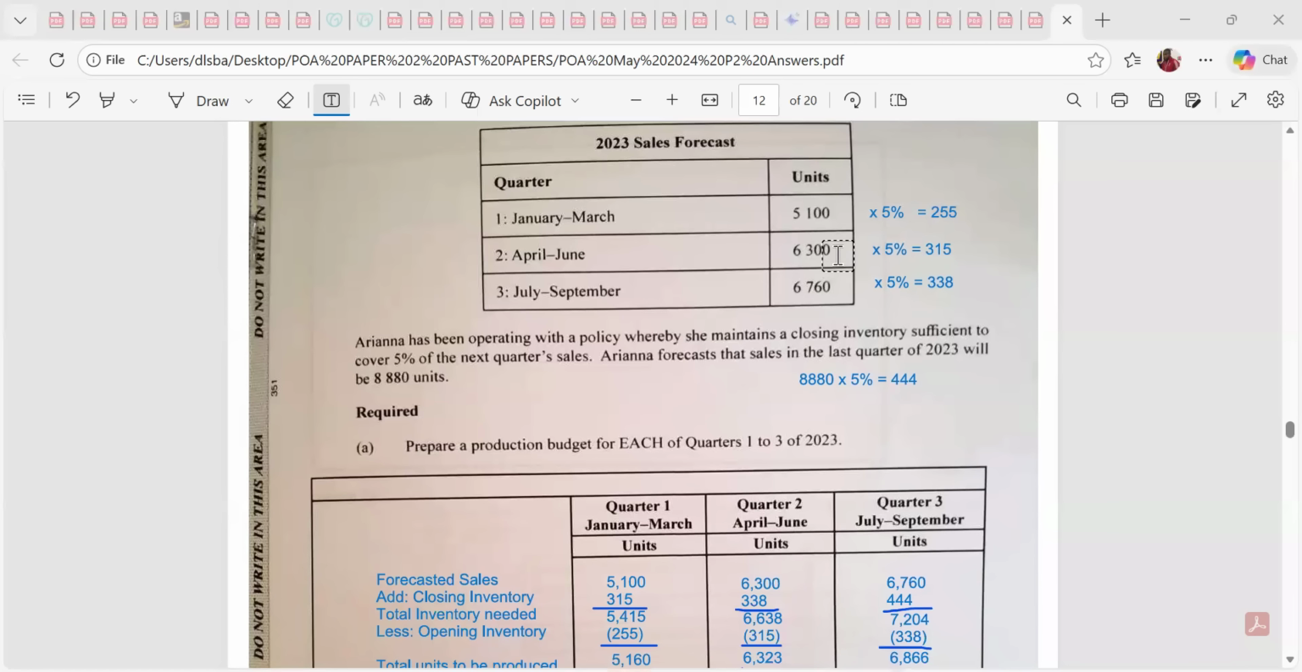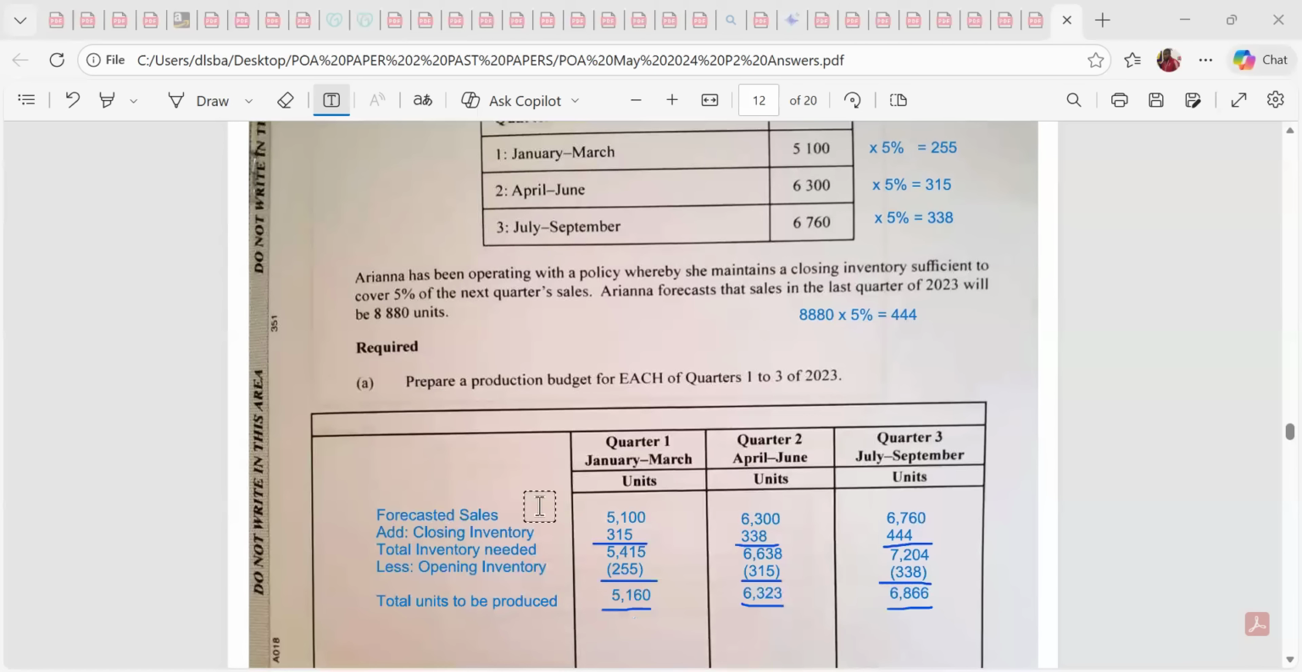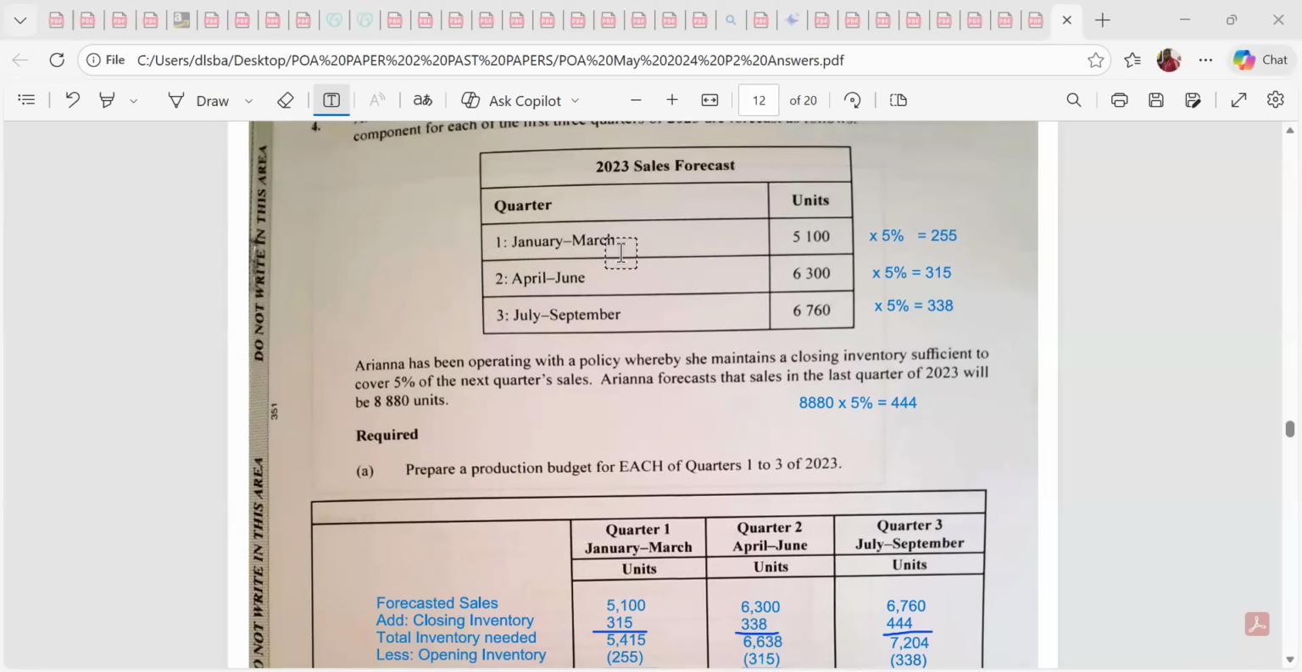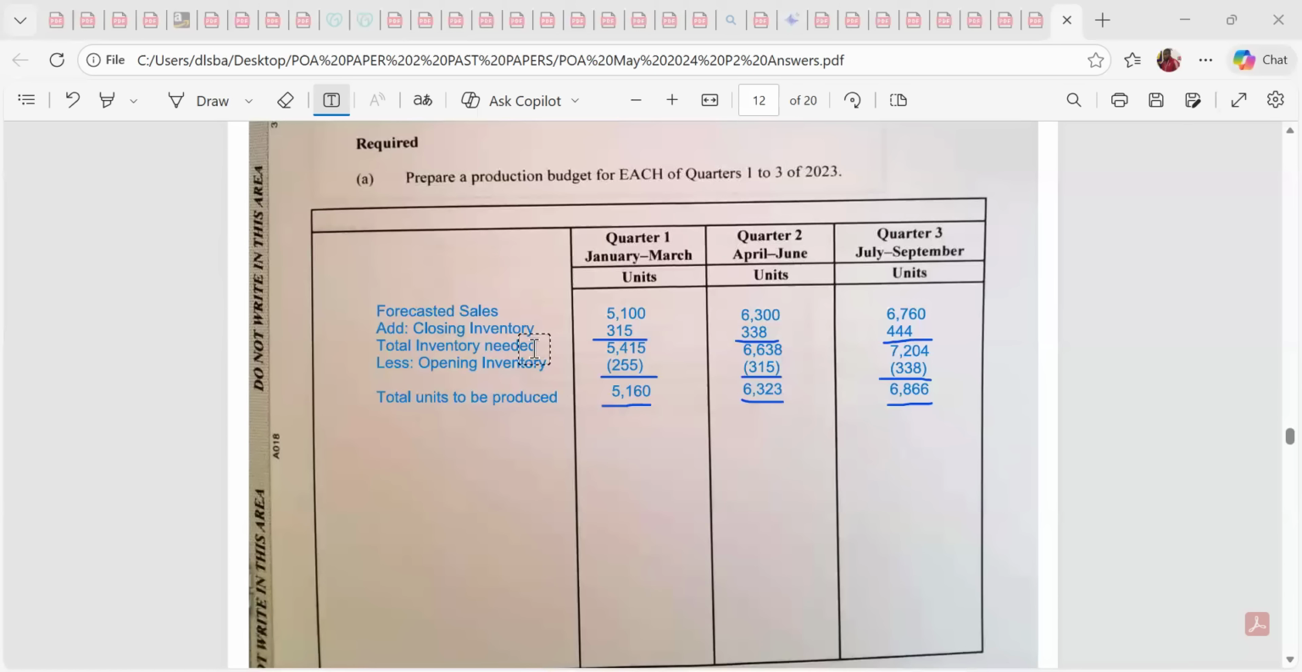So for example, in January, Jan to March, you expect to sell 5,100. So you need 5,100 units. So I'll start off with my forecasted sales, 5,100. Then they said you have to have closing stock sufficient to cover 5% of next quarter's sales. So not only do I need that 5,100 from Jan to March, but I need 5% of next quarter's sales as closing stock. So I need 5% of this 6,300, which is 315. So that's the total inventory I'll need for the quarter, 5,415.